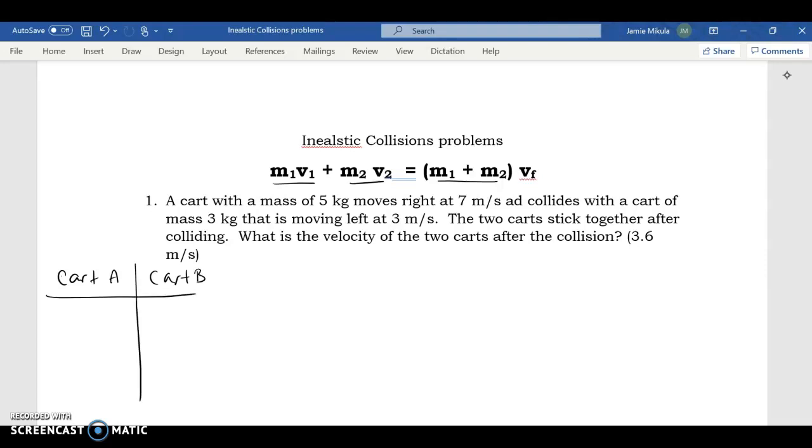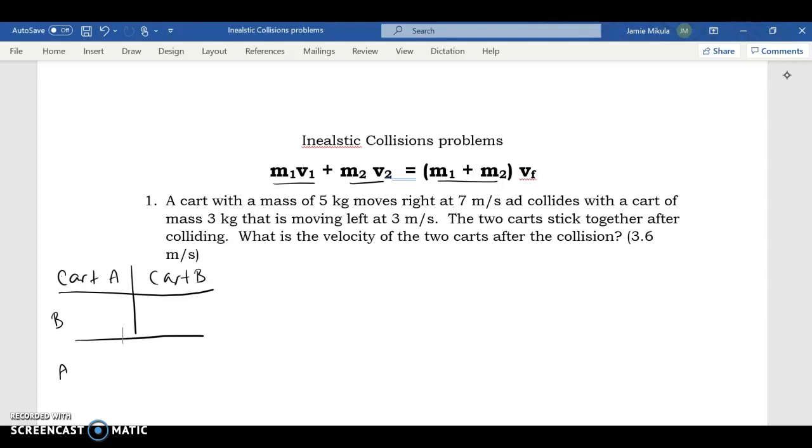They start apart, but then they end together. So the bottom part here, the after part, will be just one lump of information instead of two separate ones like you do with the elastic.